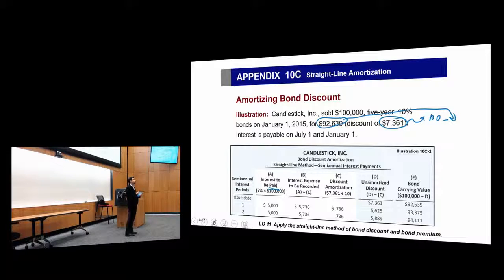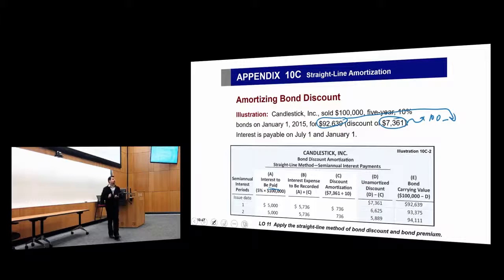Now, the interest expense that the company will recognize and will record will also include the amortization of bond discounts. So in this case, the discount amortization per payment is 736. You add that to the 5,000, which is the actual payment. The interest expense that the company will record with every interest payment will be 5,736. Okay? That's the amount that the company will report.